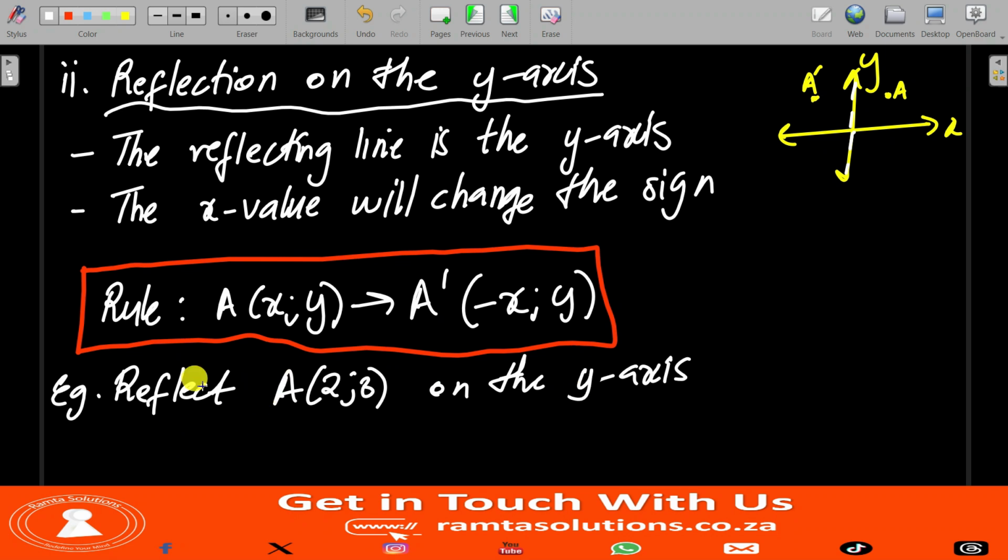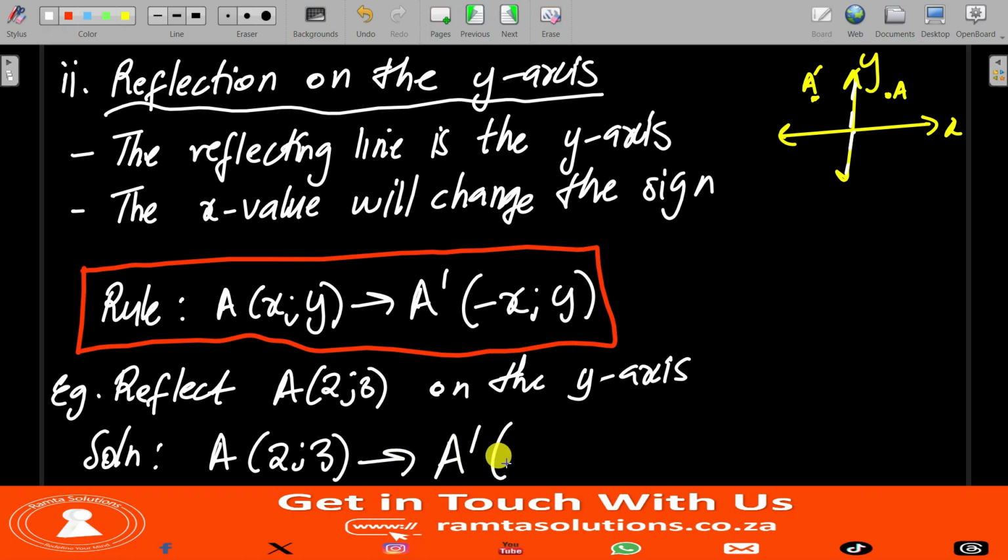Reflect not on the x-axis. Why am I saying x-axis? On the y-axis. Okay, on the y-axis. So what are we going to be saying? We're going to be saying, as a solution, you know that the rule is (x, y) will become (-x, y). So we can say A (2, 3) will become A prime.